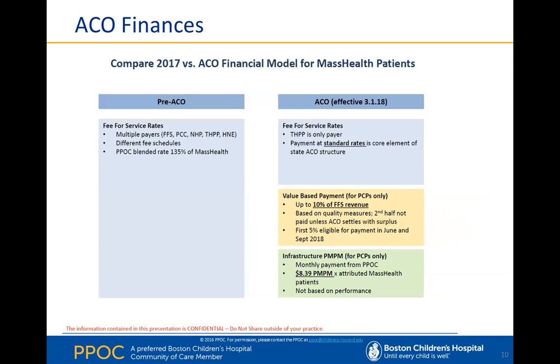The other payment that you'll expect to start getting will be infrastructure payments. So per member per month, and that is $8.39 per your attributed MassHealth patients. That's not based on performance. We send those checks out once a month. So that's how you can expect your payment for the ACO to work.